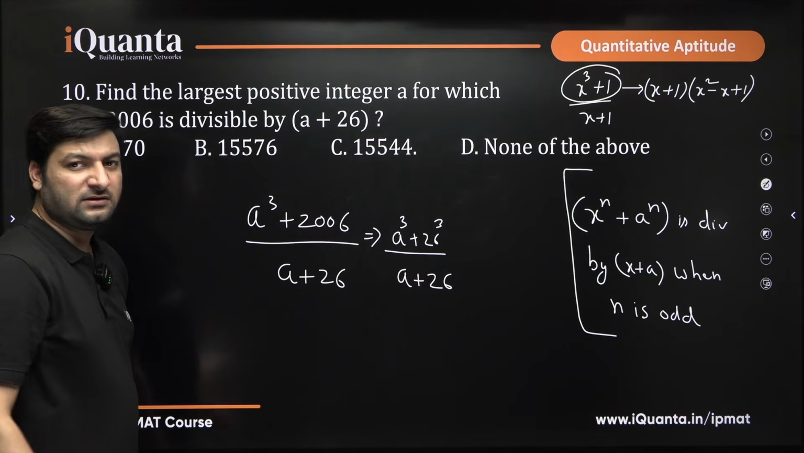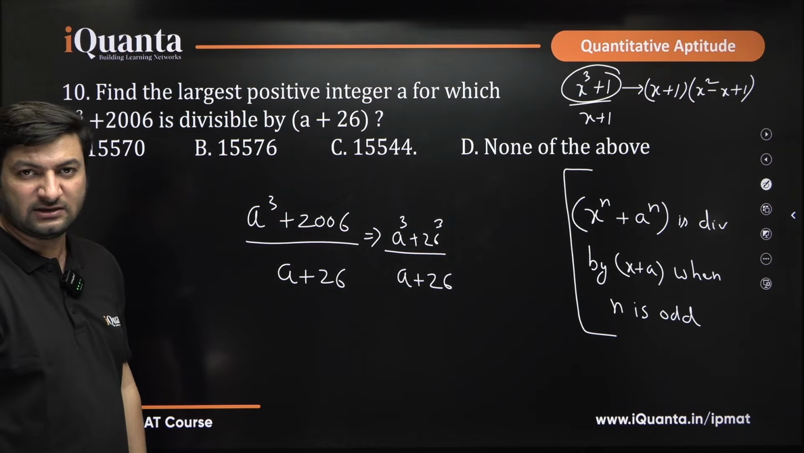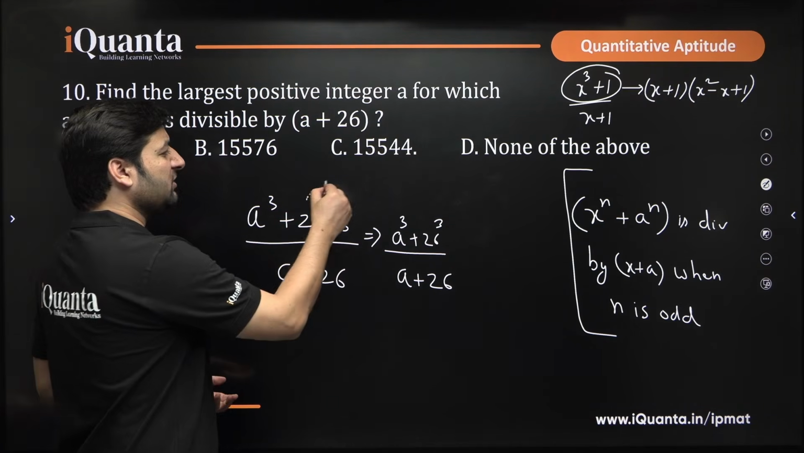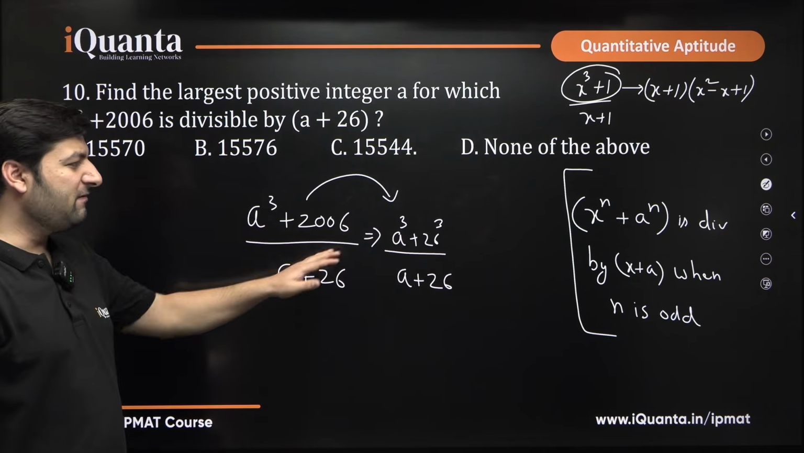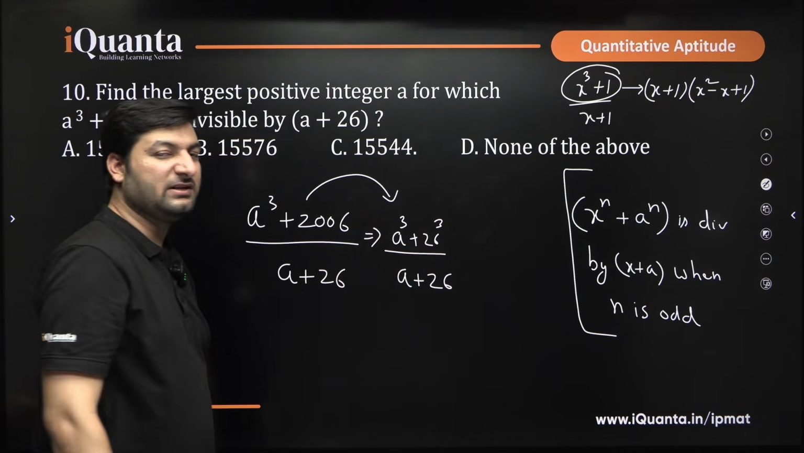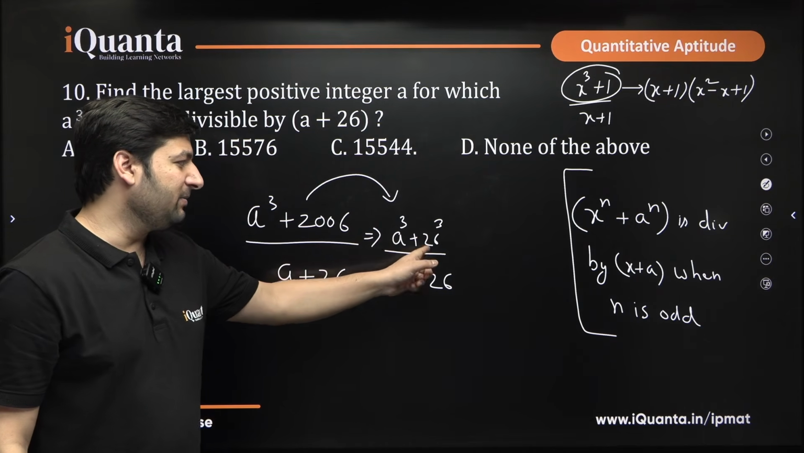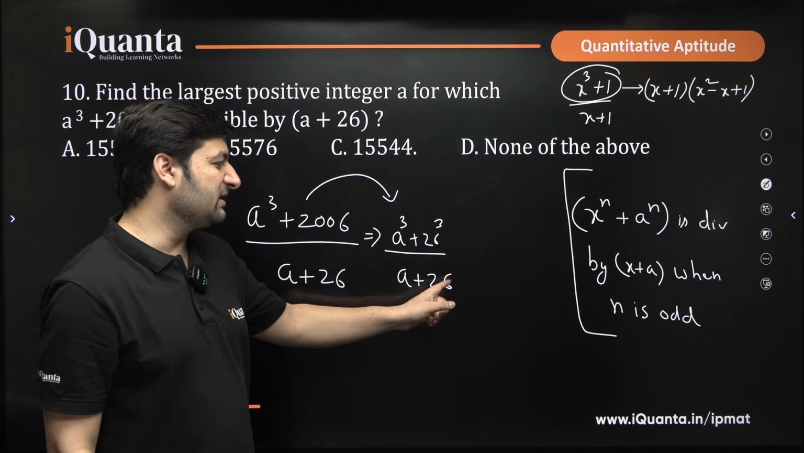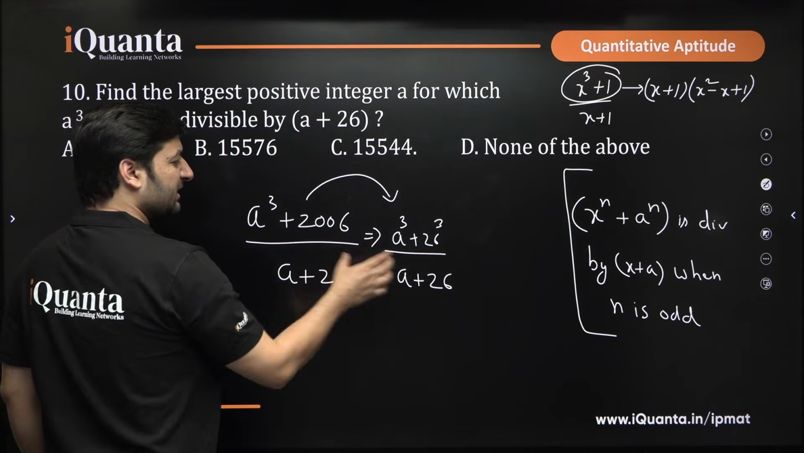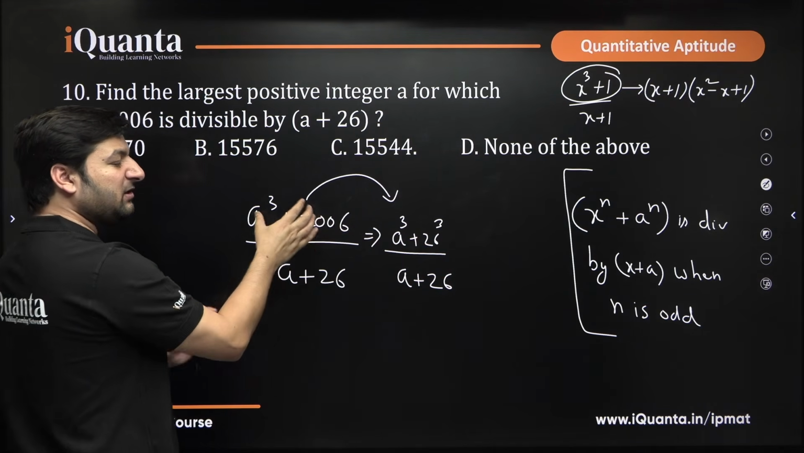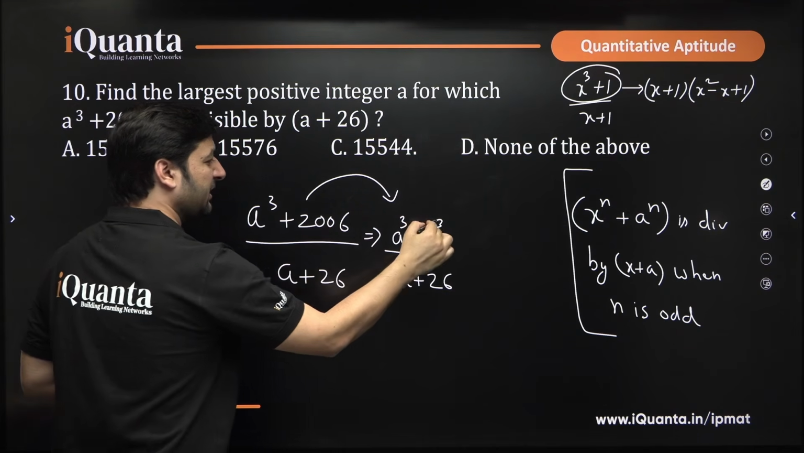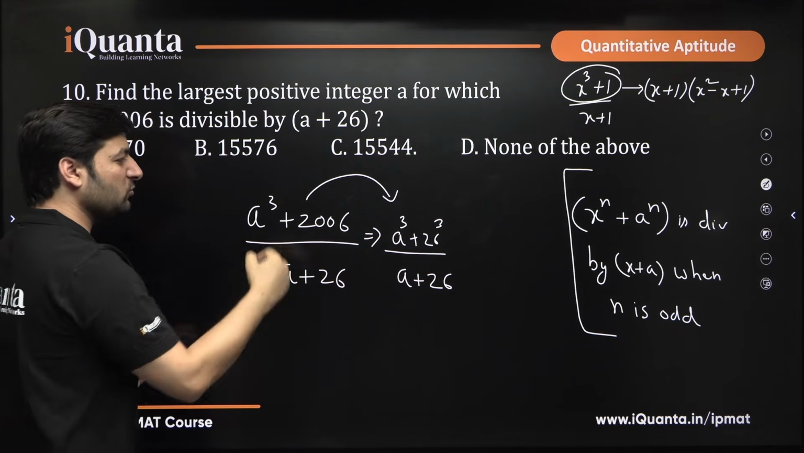But do we have it? No, we had just 2006 in the numerator. So I cannot change the numerator, right? I know a result that this will always be divisible by this, because x to the power n plus a to the power n is divisible by x plus a when n is odd. Yes, the power is odd. But my denominator is same, but I have changed the numerator. So I have to bring the numerator back to its original form. So a cube is fine, but here this has become 26 cube, this is 2006.